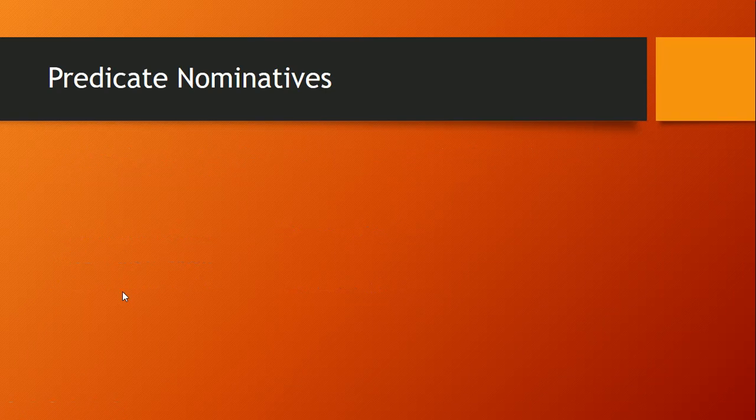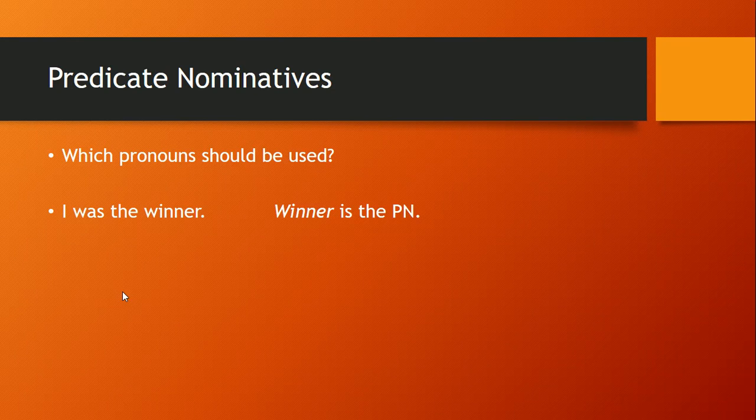We can't always do that, by the way. Which pronoun should be used? And we do mess these up. This is where the problems come. That's why this is part of the SAT or PSAT prep, because we need to know where they're messed up. I was the winner. I is the subject. Was is not the predicate nominative, it's the linking verb. Winner is the predicate nominative.